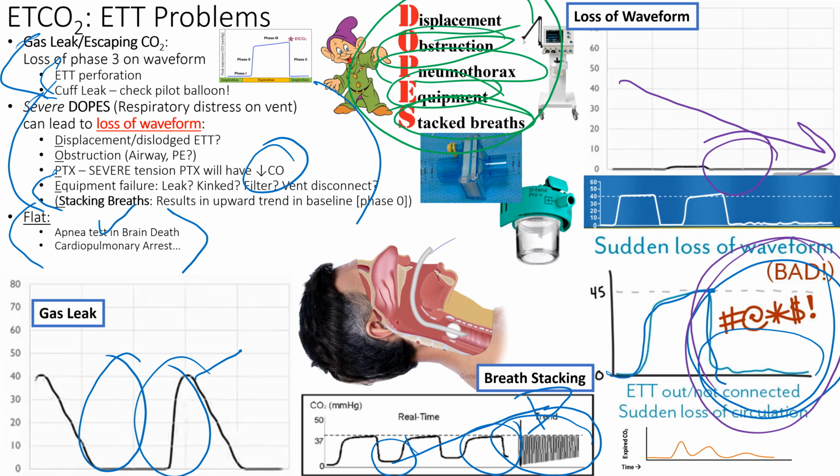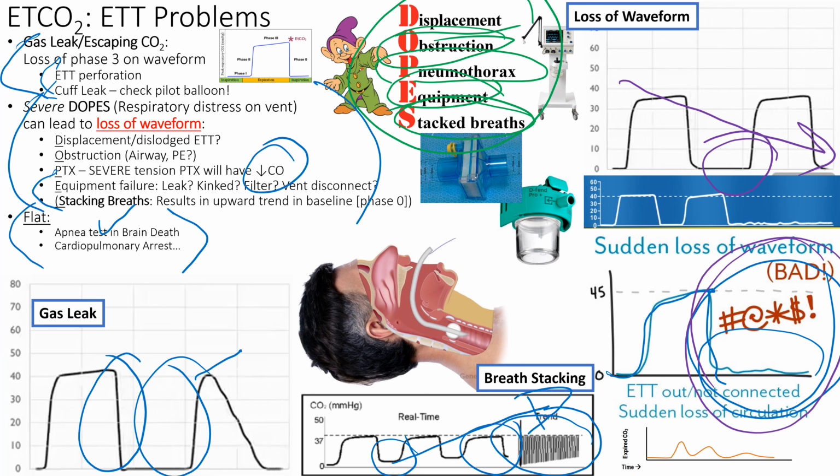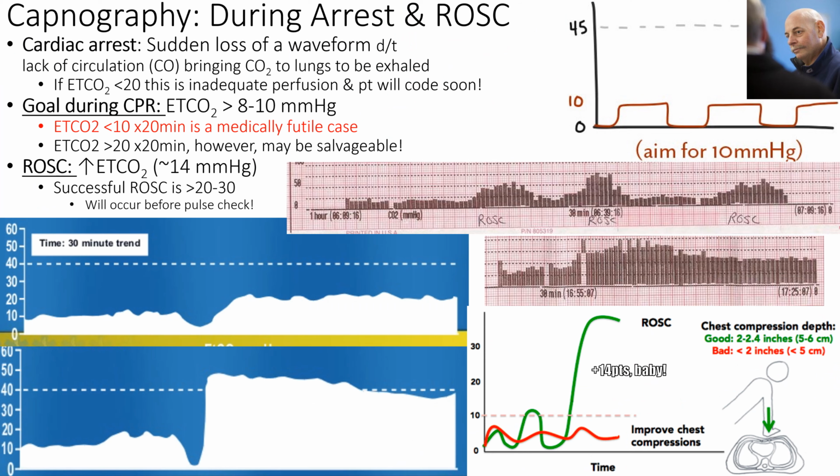Less than 20 means you have poor cardiac output, right? So it's time to check a pulse at that point. So during arrest and during ROSC, cardiac arrest is a sudden loss of waveform or a downtrend in it, especially less than 20. That means there's inadequate perfusion. Sometimes you'll see patients with an end-tidal CO2 of 16 and they still have a weak pulse, but those patients we probably are on 2-3 pressors at that point, and we can track it and try to fix it.